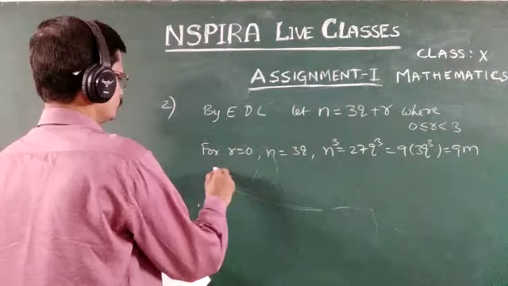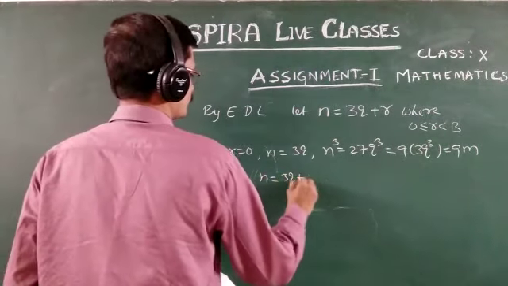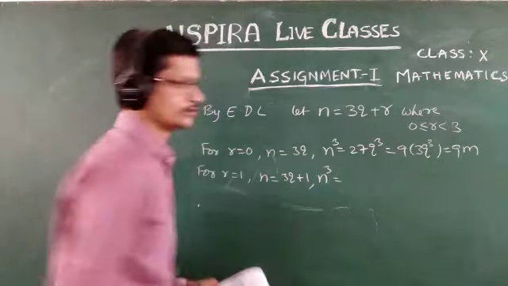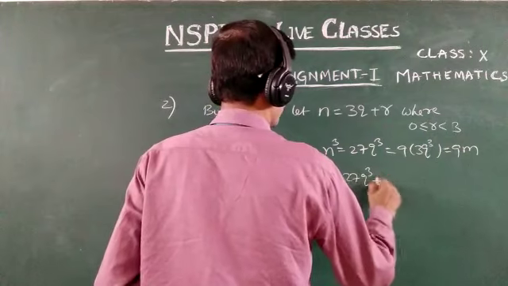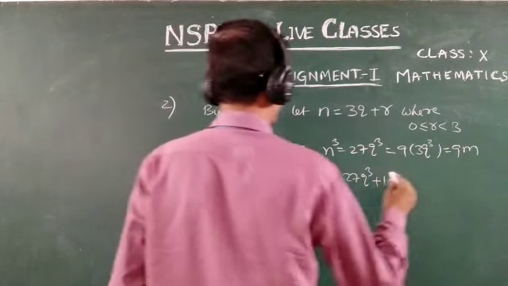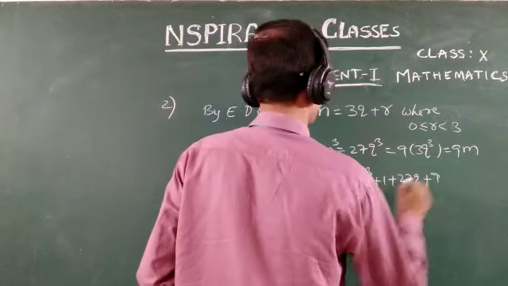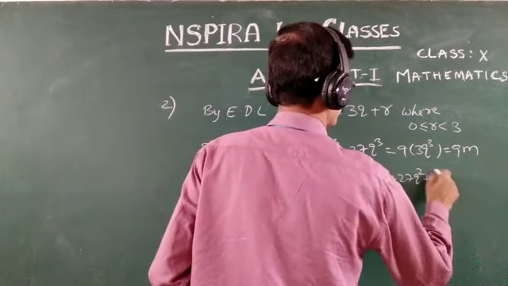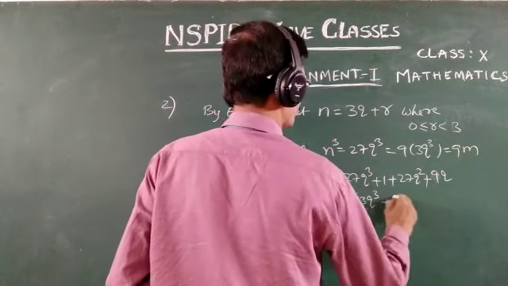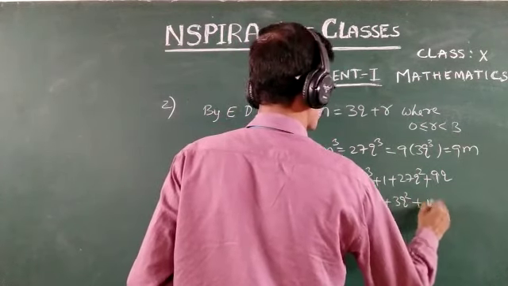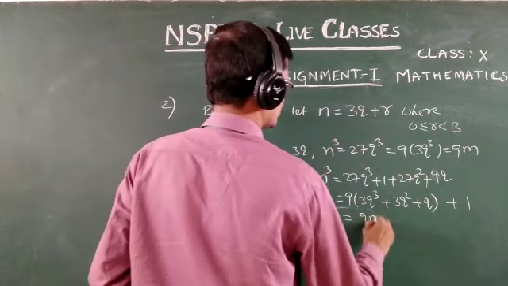Now for r is equal to 1, n is equal to 3q plus 1. Find out n cube using the a plus b whole cube formula: a cube plus b cube plus 3a square b plus 3ab square. Now this can be written as 9 into (3q cube plus 3q square plus q) plus 1. So this can be written as 9m plus 1.